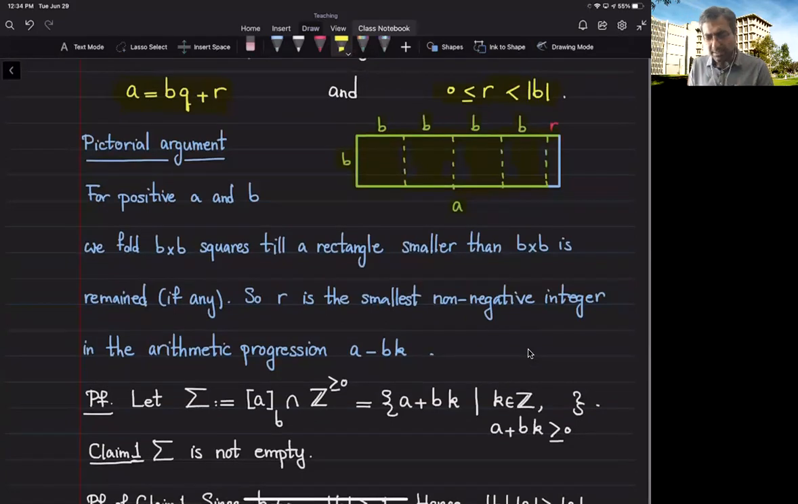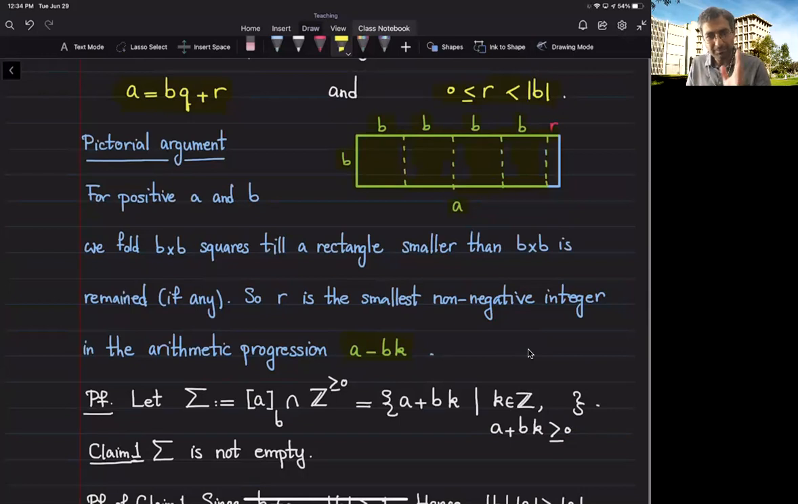So what does that mean? This means that I'm looking at subtraction of multiples of b from a. I subtract 1b, 2b, 3b, 4b. I continue like that till I cannot do it anymore. That means the remainder is the smallest non-negative integer among all the elements in the arithmetic progression a minus bk. So we subtract first b, second b, and so on till I cannot do it further.